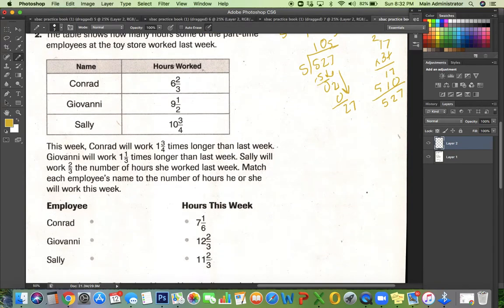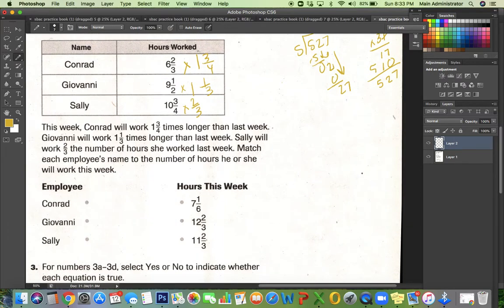Let's see if we can do this without multiplying. Okay, this one we're going to multiply by 1 3/4, so I should get a number that's bigger than that. This one I'm going to multiply by 1 1/3, and this one by 2/3. I don't know if I'm going to be able to tell, so I think I'm just going to have to multiply them out. Let's make these into improper fractions. 3 times 6 is 18, 19, 20. 20 over 3 times 7 over 4.